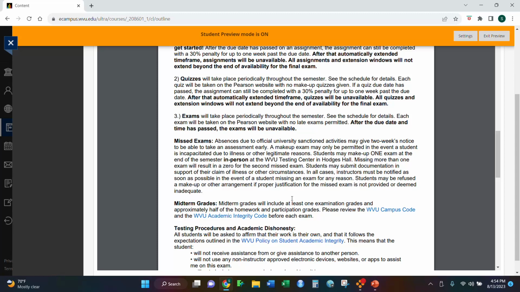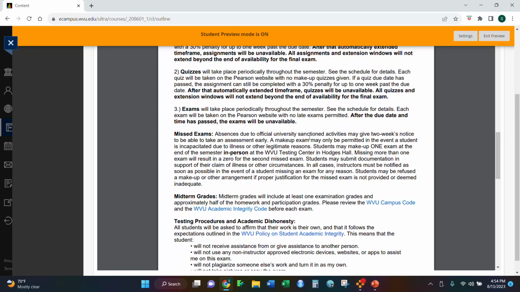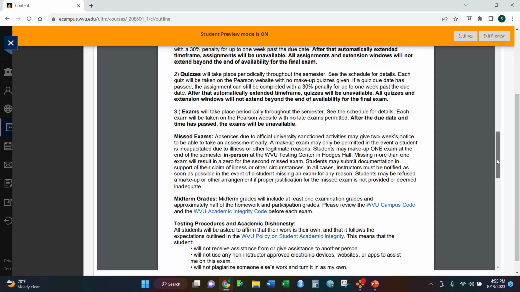This does not count for the final. This is strictly for the midterm exam. So if you miss an exam throughout the semester, this is obviously the time we're going to make this up. Your midterm grades will have at least 1 exam and a significant amount of quizzes and homework assignments on it. So it should be a pretty good indicator how you're doing in the class thus far.